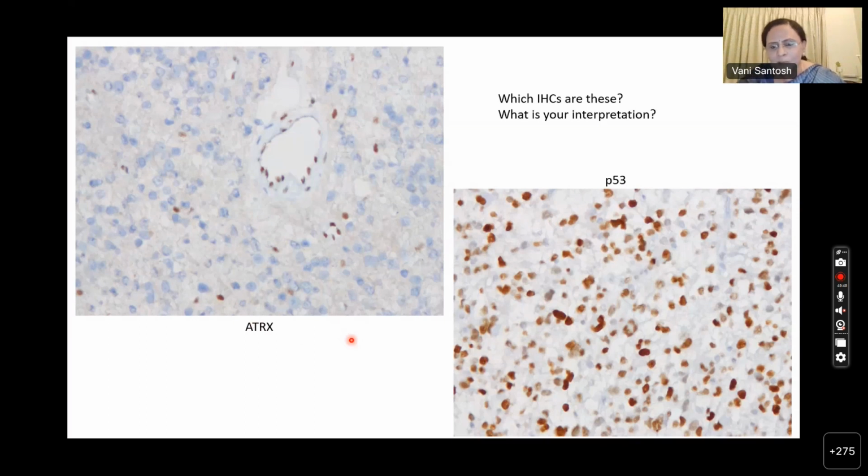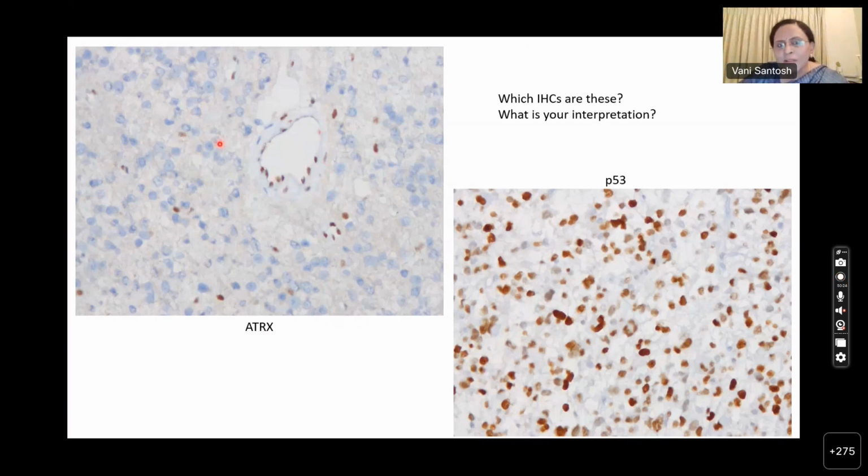ATRX gets mutated. Now, ATRX was initially identified in other tumors, in neuroendocrine tumors and all. Then it came to the brain. Now, the type of ATRX mutation is a truncating mutation. Because it is a truncating mutation, the protein is not expressed. So IHC is a good way to demonstrate this mutation because the protein doesn't get expressed. None of the tumor cells are positive for ATRX, so that will tell you that ATRX is mutated.